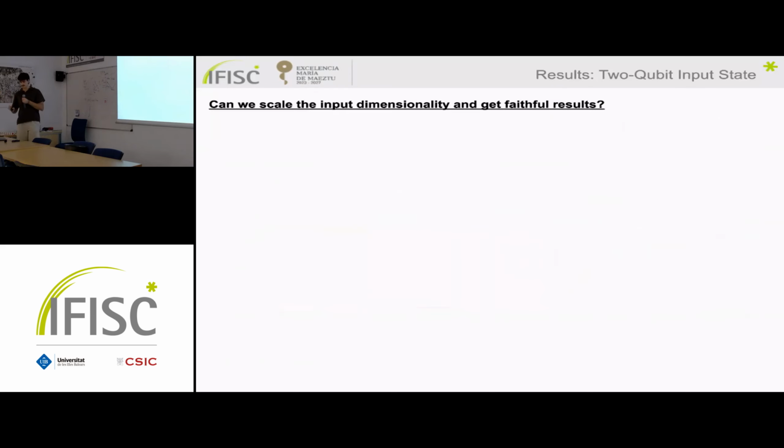Okay, so far we have considered 1 qubit input, and we want to see if we increase the complexity of the quantum input, whether the hybrid architecture still performs faithfully. So now we consider a 2 qubit input state, where the map is the same. Now we have partial trace over qubit 1 and 2.